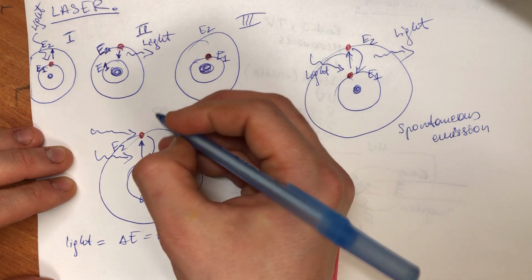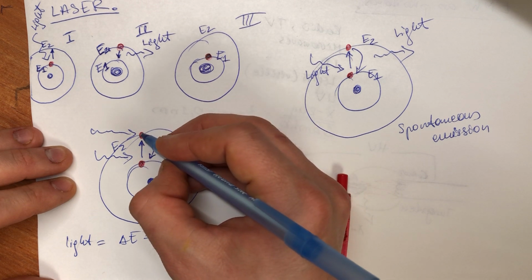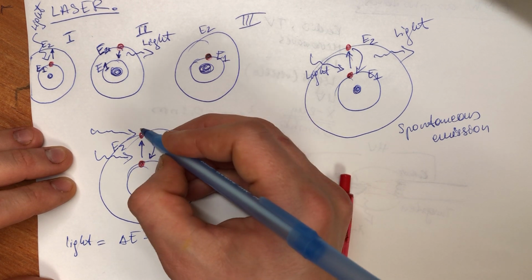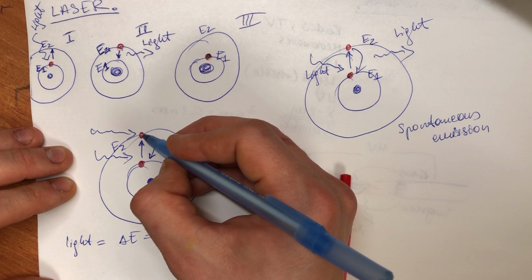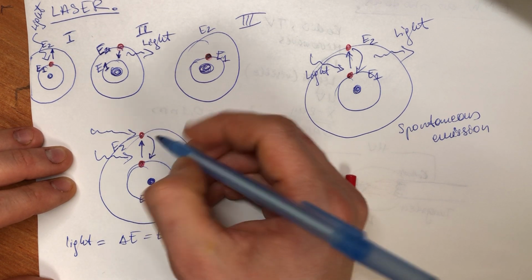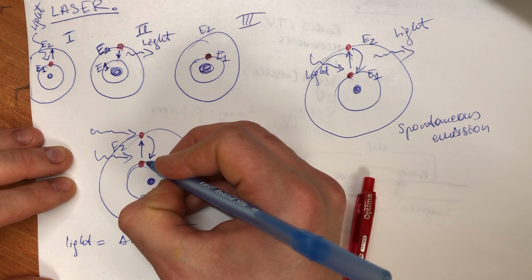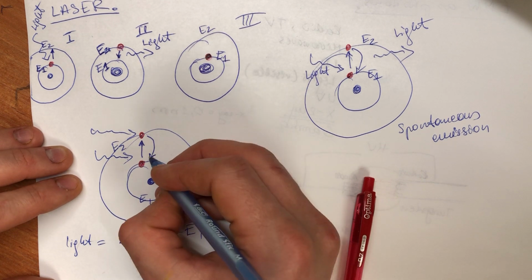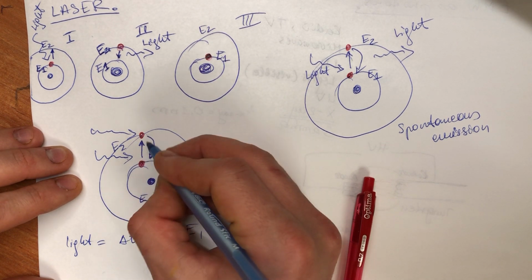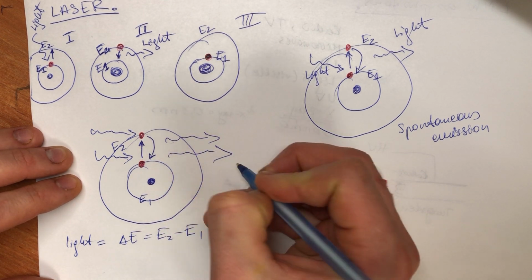So it wants to jump somewhere up, but if there is nowhere to go up, if there was, it would go, but if there is no place, then it goes down, and here it has to emit all the light that it has absorbed. So this electron emits both photons here.